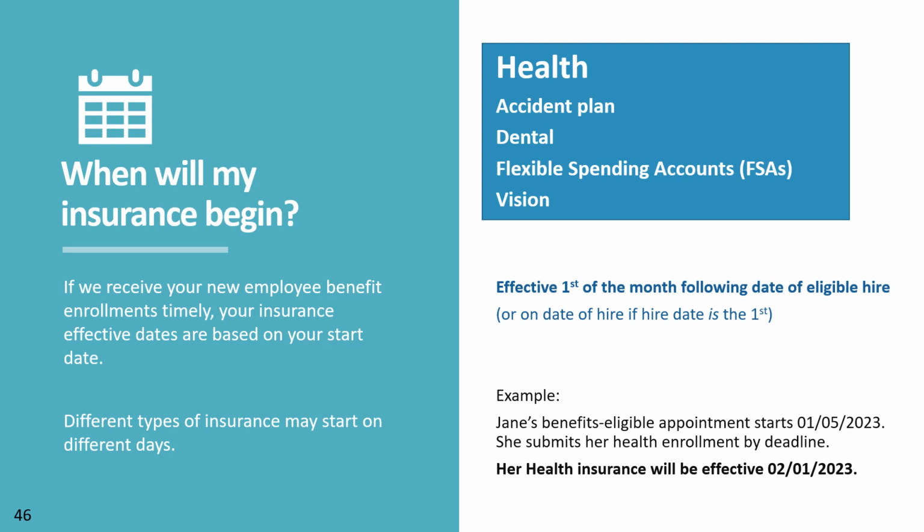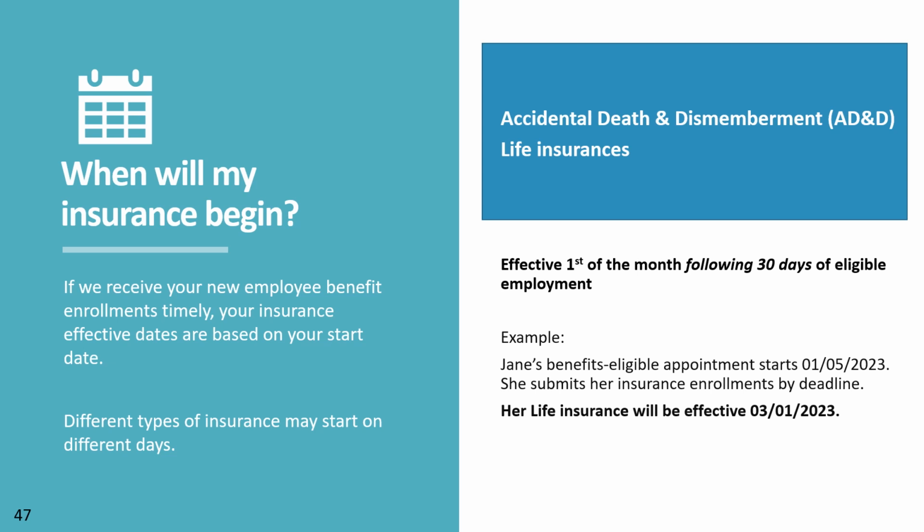If you choose to enroll in the insurance and do so timely, your health, dental, vision, accident insurance, and flexible spending accounts would be effective the first of the month following your date of eligible hire. Or if your date of hire was the first, then the coverage would be retroactive to that very start date itself. If you enroll in the accidental death and dismemberment policy or one of the life insurance plans, your coverage will be effective the first day of the month following 30 days of eligible employment.